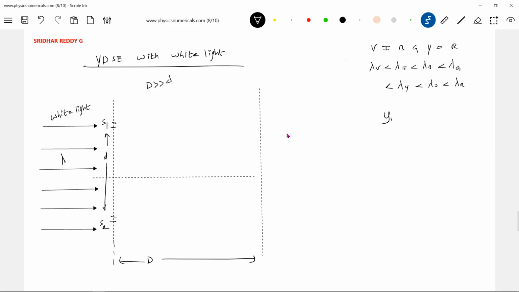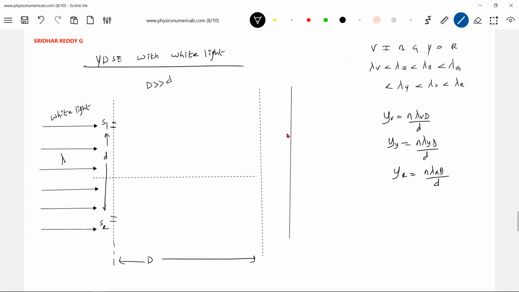So we know y equals n lambda D by capital D. Let me pick up only a few colors: violet, then yellow and red. Position of yellow is given by this, position of red. So from the data, the first order violet. What will be the pattern at the center of the screen? So we are going to get a pattern.